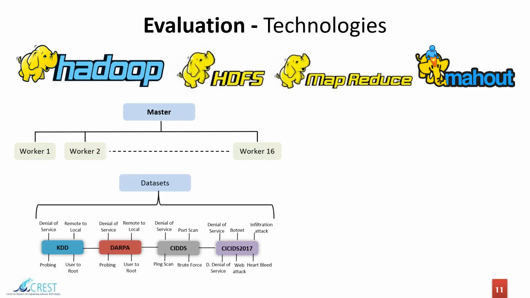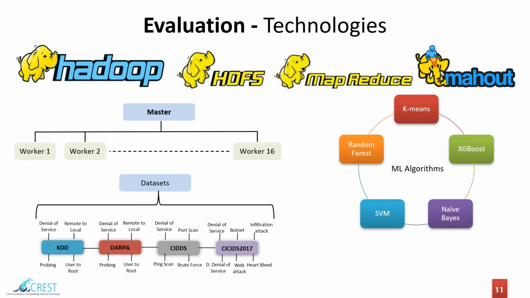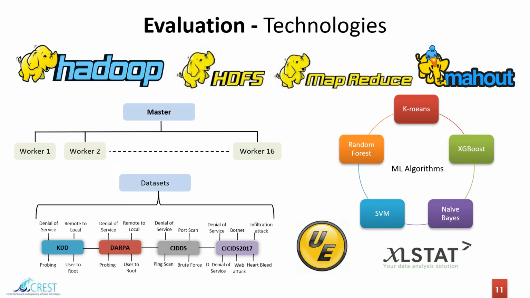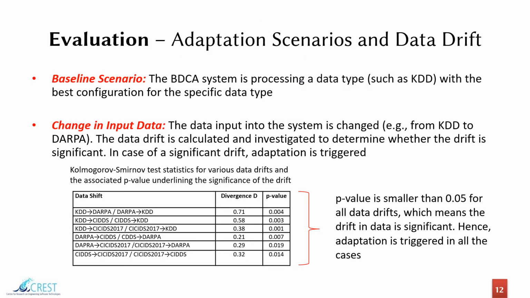These are the data sets which we used for the evaluation: KDD, DARPA, CIDD, SCI, CIDS 2017. These are the 5 algorithms which we used in our evaluation. We used Excel state for statistical analysis of the data, and we used UltraEdit software for manual navigation through the data sets. Adaptation scenarios in data drift.